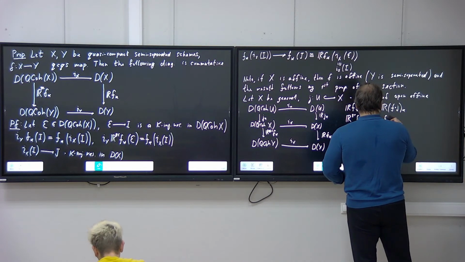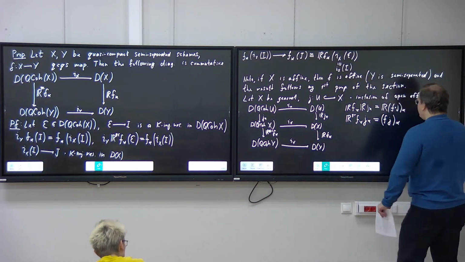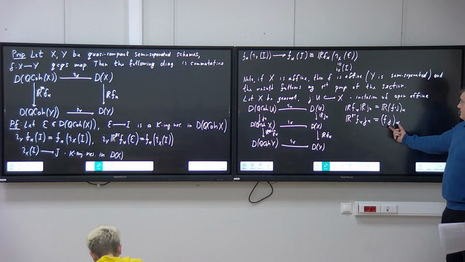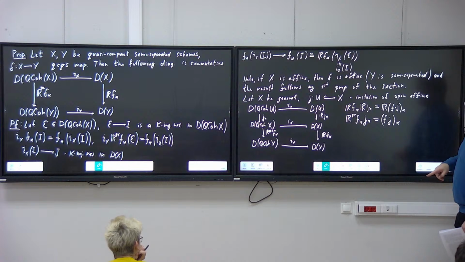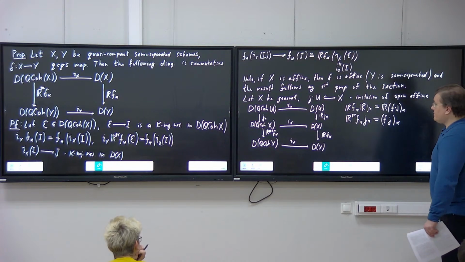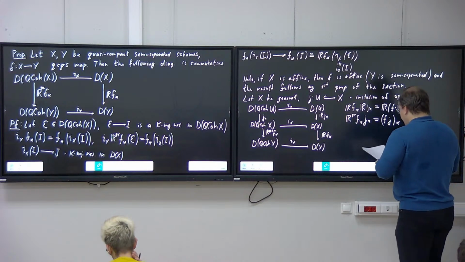Now I'm claiming that on the right hand side I don't need to write the derived functor, I can just take the composition. Because this composition is a map from U to Y, and that is an affine map, because we already know that a map from an affine scheme to a separated scheme is affine. So we don't need to derive the right hand side.